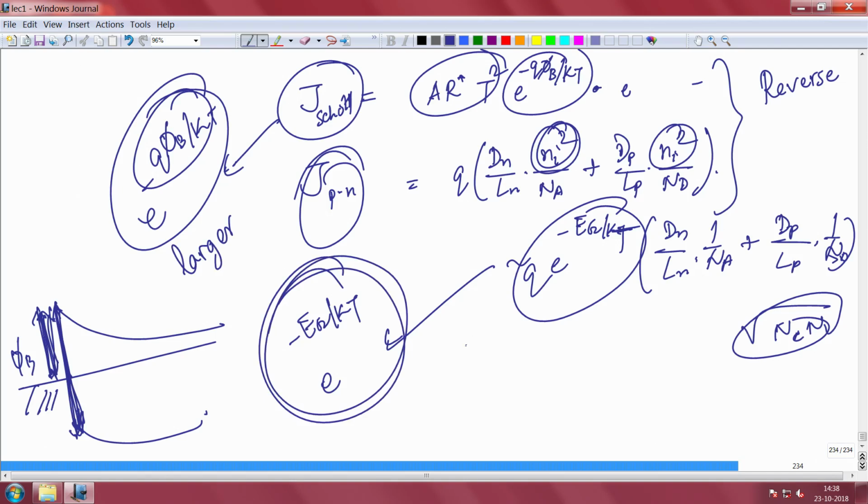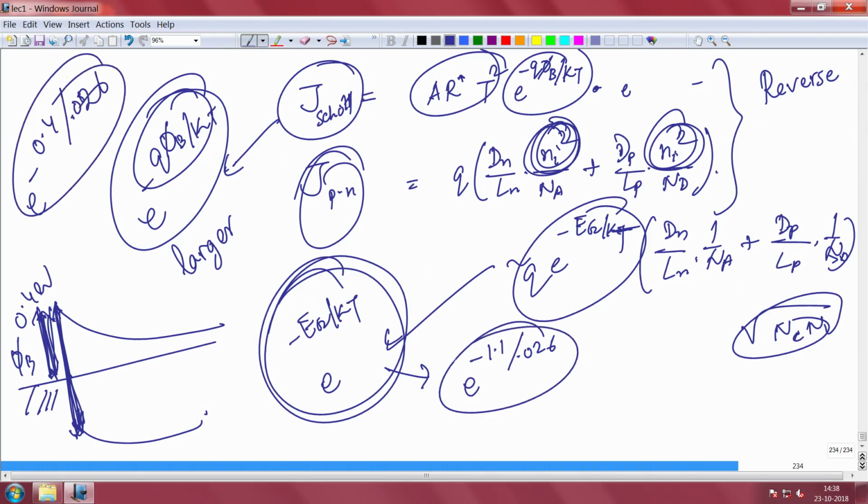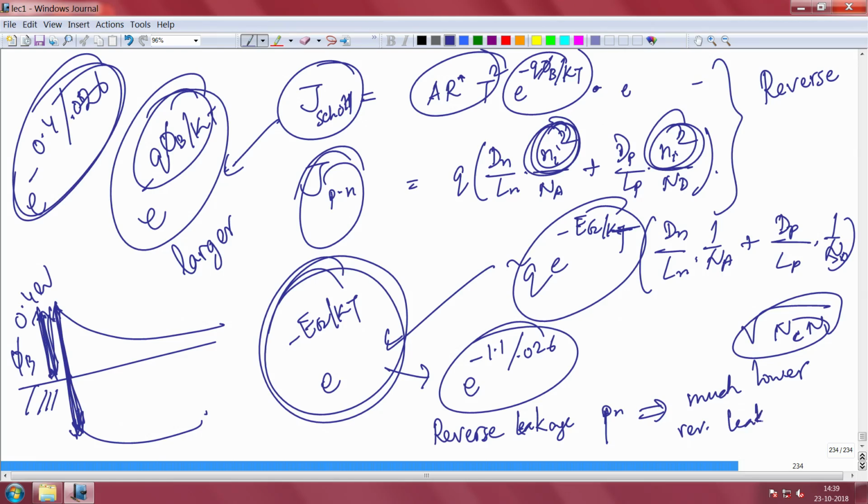So if I take silicon, the PN junction leakage will go as e to the power minus 1.1 by 0.026, that is the band gap, because this term is there. But in a Schottky barrier junction to silicon it might be 0.4 eV, for example. So that will go as e to the power minus 0.4 by 0.026. So see, e to the power minus 1.1 will always be much smaller than this. So the reverse leakage in a PN junction is always much lower than the reverse leakage in a Schottky.